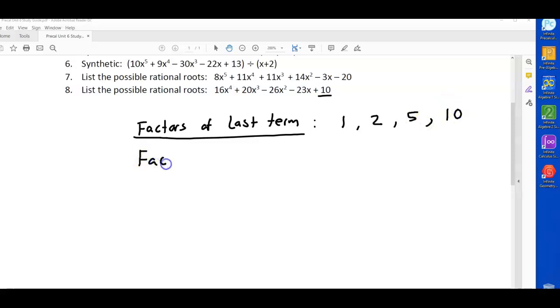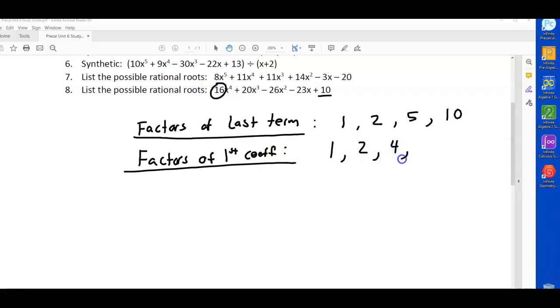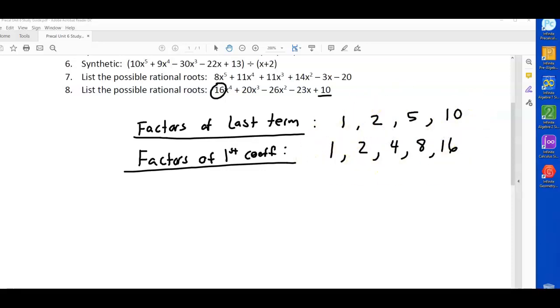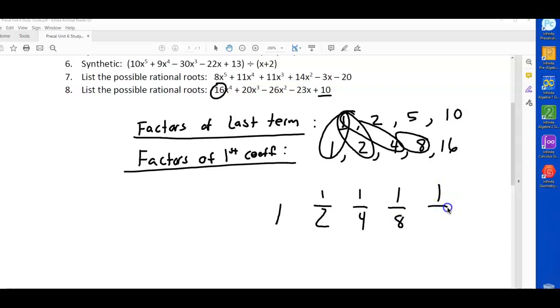Now we want to list all the factors of our first coefficient. 16 can be divided by 1, 2, 4, 8, and 16. Now what we're going to do is we're going to make as many fractions as we can where these numbers are numerators and these numbers are denominators. So we want to mix together as many combos as we can. So I'm just going to start with the 1 here, and I'm going to do 1 over 1 is 1, 1 over 2 is 1/2, 1 over 4 is 1/4, 1 over 8 is 1/8, and 1 over 16 is 1/16.